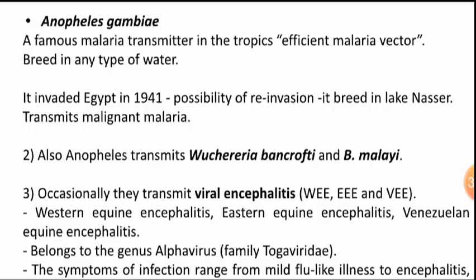Number 2, Anopheles also transmit Wuchereria bancrofti and Brugia malayi. 3, they transmit viral encephalitis, Western, Eastern, and Venezuelan equine encephalitis, belonging to genus Alphavirus, and the symptoms of infection range from mild flu-like illness to encephalitis, coma, or death.